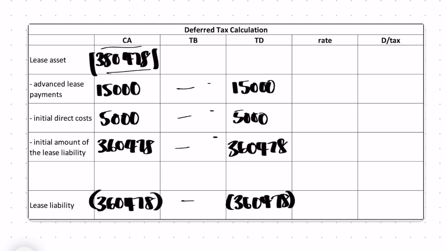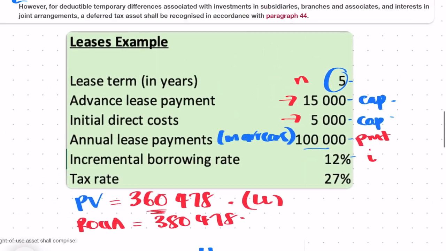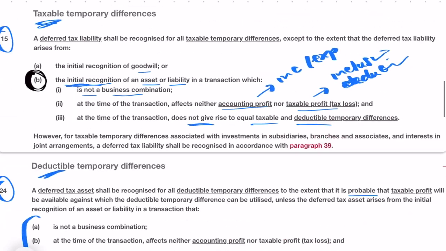Okay, so let's look at this first taxable temporary difference here of 15,000. Does the criteria of paragraph 15 apply? Okay, so I'm going to go up over here. Let's go to paragraph 15. Was this in a business combination? No, it wasn't. So we meet that criteria.